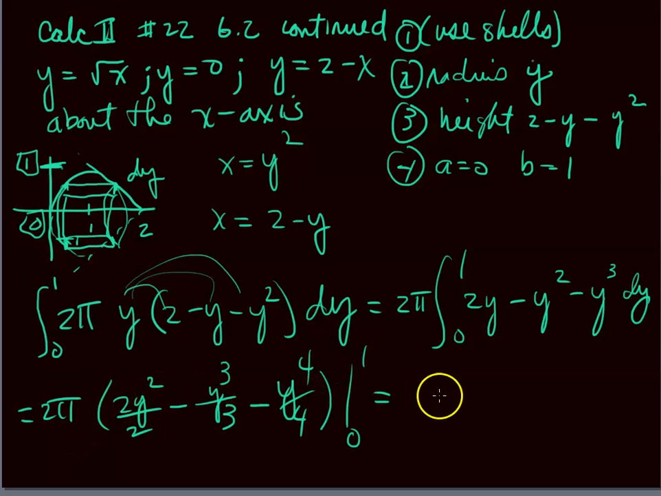Plug in a 1, you get 2 pi. This is just a 1 here, times 1. Minus, this is a 1/3, minus 1/4. And because all of these have y's, when you plug in the 0, that just becomes 0. So what is 1 minus 1/3 minus 1/4? Well, I'm going to run out of room. You get 5/6.